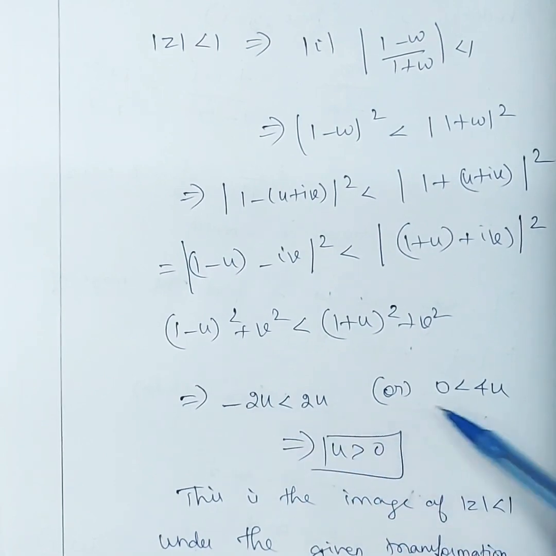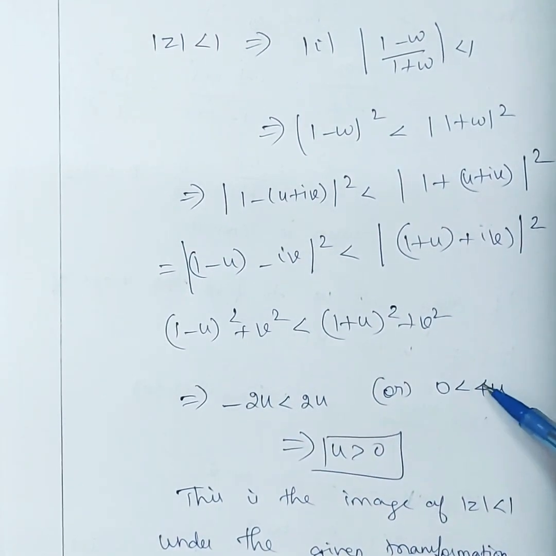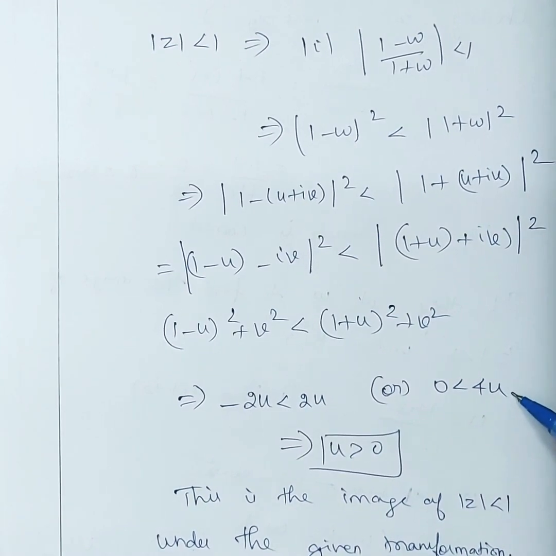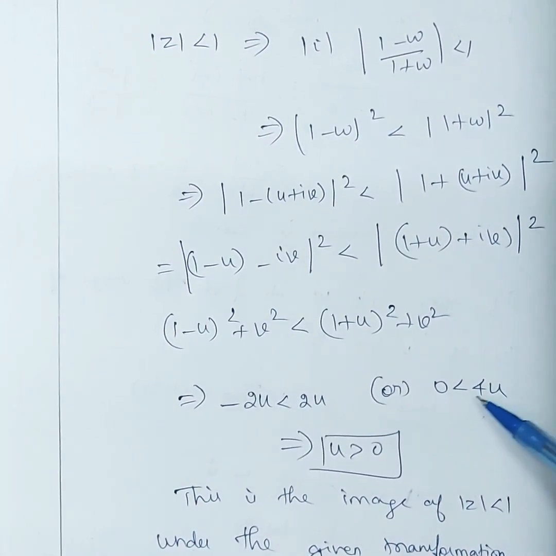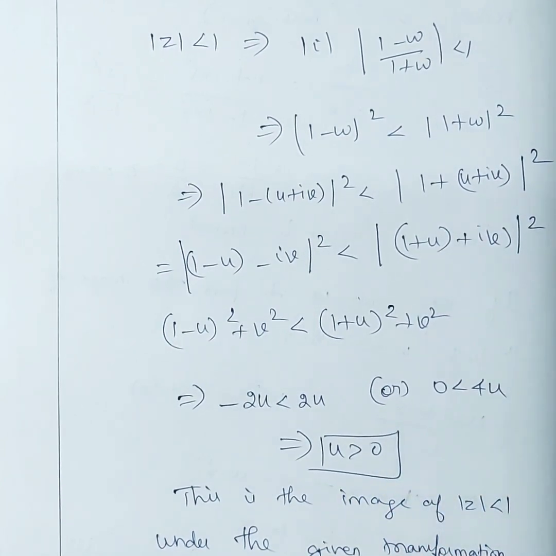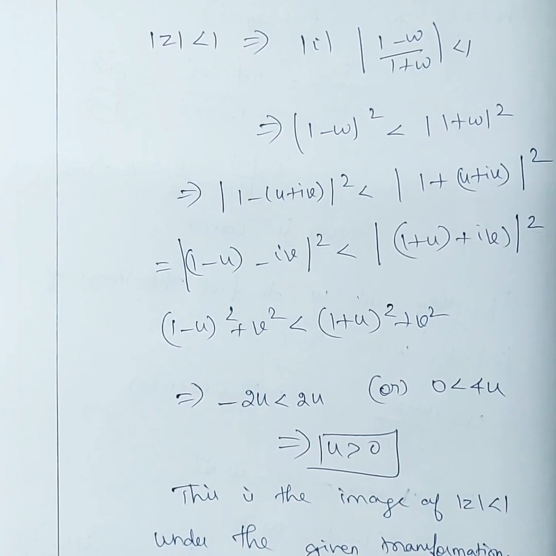So bring 2u to the other side. So I can say 0 less than 4u. Okay. It means u is greater than 0. Correct? 4u is greater than 0, which implies u is greater than 0. So this is the image of mod z is equal to 1 under the given transformation. So most probably they will just ask find the bilinear transformation, or they will ask find the fixed points, or they may ask like this, find the image of mod z less than 1.